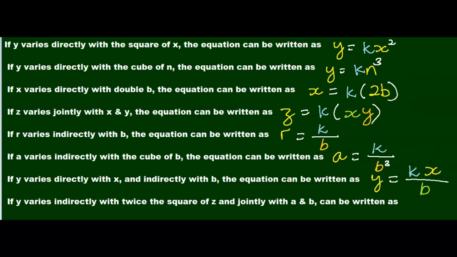If Y varies indirectly with twice the square of Z and jointly with A and B, that means A and B are in the numerator. So we can say that Y equals K A B over twice the square of Z. So we have to say it's 2Z squared.